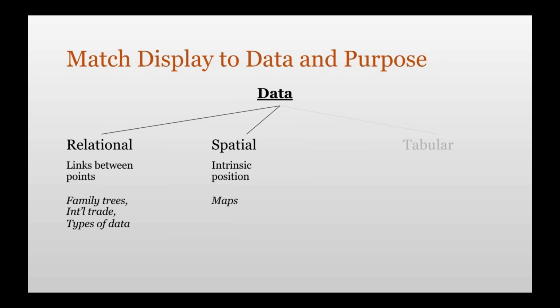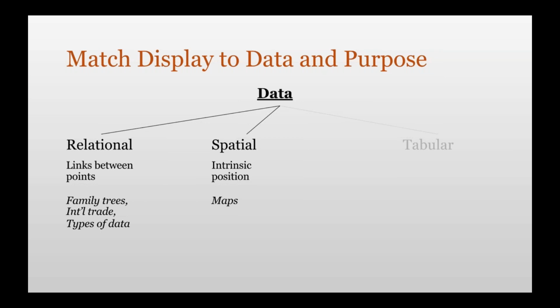So the first two we won't be covering that much in the course. The first two are relational and spatial. The vast majority of data that people are working with will usually be tabular. But it's just important to know what these types are. So relational, you have links between points, so things like family trees, international trade, things like if you're looking at the fork and edit history of GitHub, and you're tracking projects, that's a relational data set.